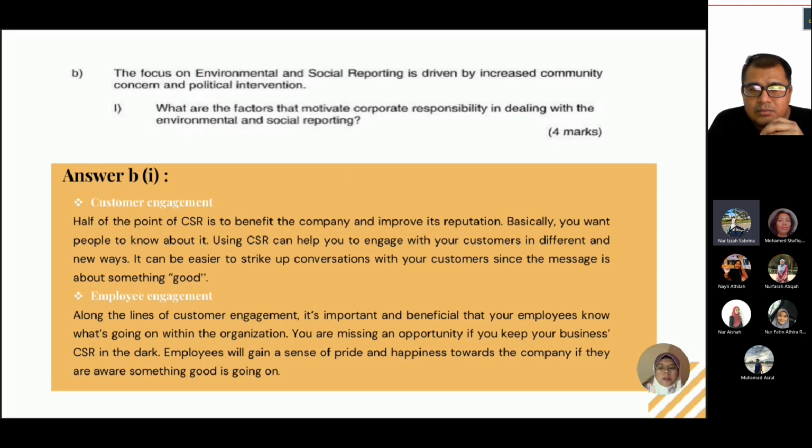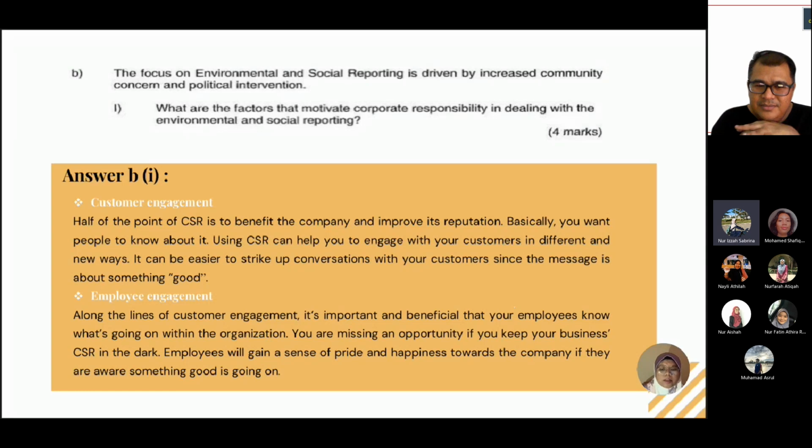Okay, the first one is customer engagement. Half of the point of CSR is to benefit the company and improve its reputation. Basically, you want people to know about it. Using CSR can help you to engage with your customers in different and new ways. It can be easy to strike up a conversation with your customers since the message is about something good. Okay, the second one is employee engagement.